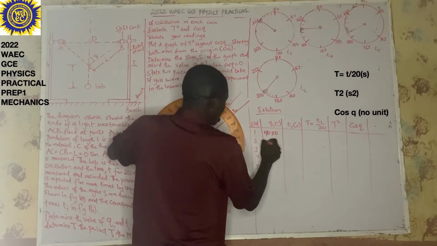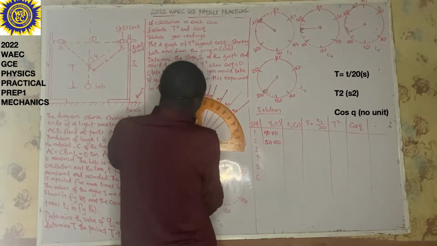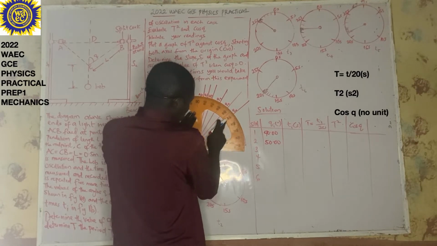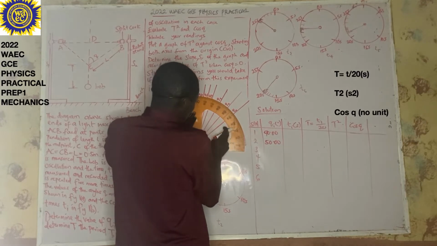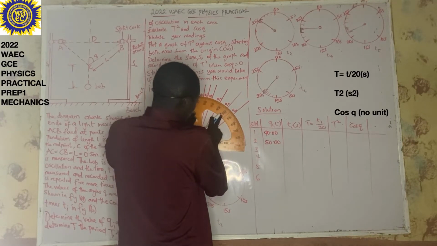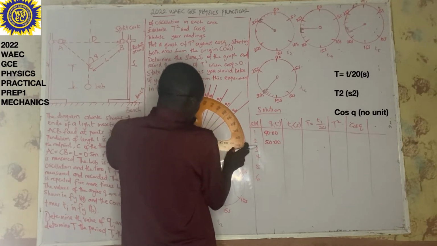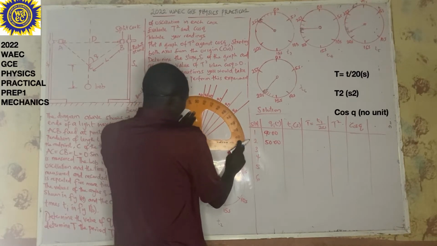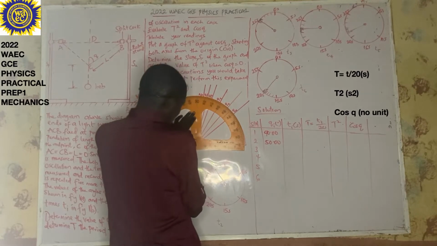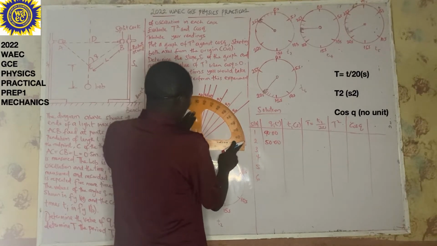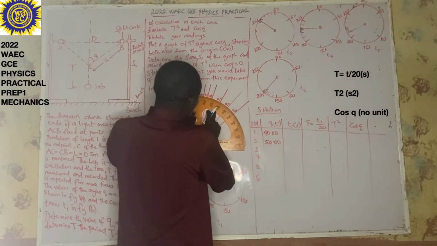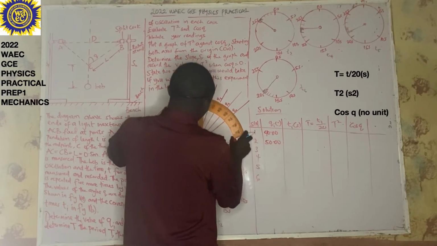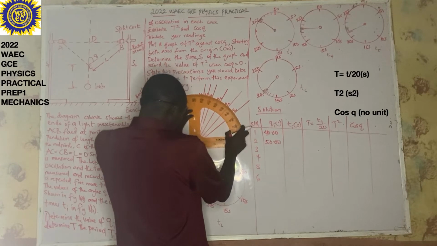You have 50.00. Now look at this. You read from here: this is 0, 10, 20, 30, 40. So this is 40. This is 50. This is approximately 60. You have to ensure that this is in the circle and they are straight to this, otherwise you will not get the correct answer. So this is 60. This is 70. We have 70 degrees.